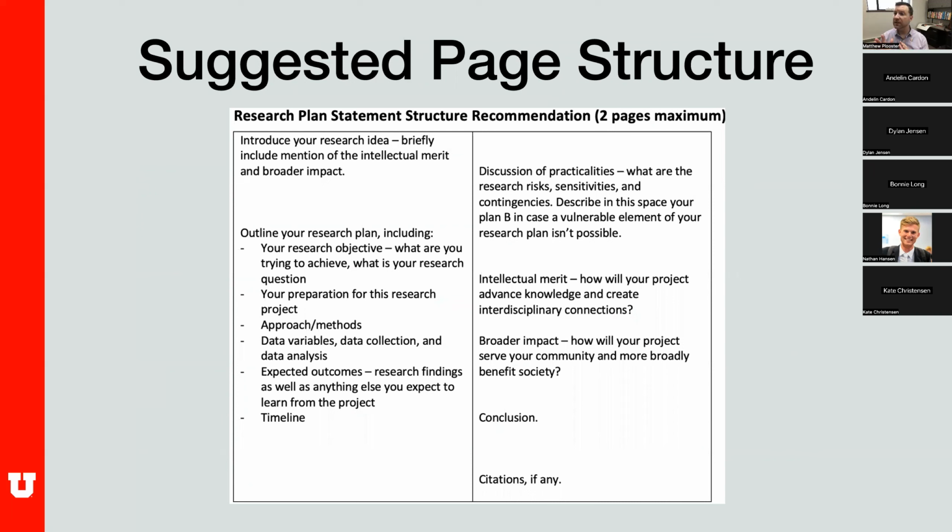Use whatever structure is going to be best for you, your project, how you want your ideas to flow, but this is a suggested structure that may be helpful for you as you start out. I do want to really reiterate that there's more than one way to structure a paper. This is simply one of them. So introducing your paper, your research idea, briefly mention the intellectual merit or broader impact. What is the hook? What is it you're doing to draw the reader in? Then outline your research plan, your objective, what you're trying to achieve, the research question, your preparation for conducting the research. What is your approach, your methodology? You have to talk about your methods. You have to talk about the how with all of this.